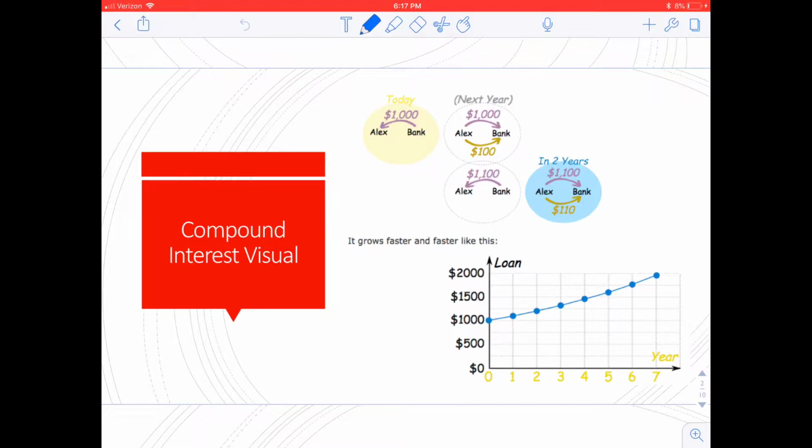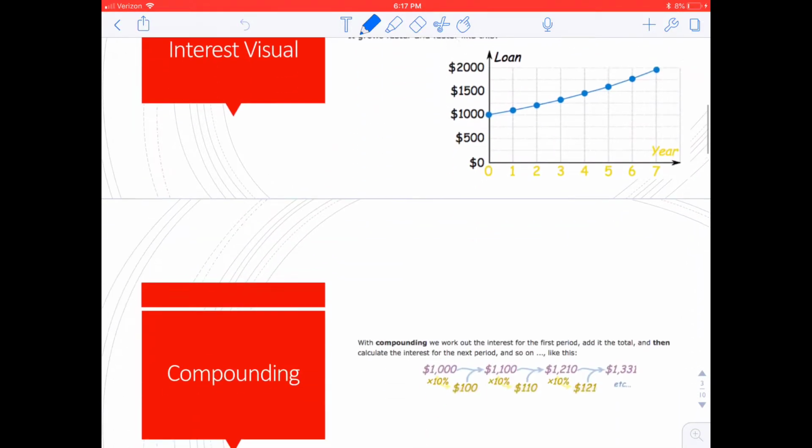This is the reason why a lot of times when you borrow money and pay it back to the lender, they're going to use compound interest and compound the amount of money that you have to pay back. Because over time, quickly, your money begins to grow, and so you're going to have to pay back a much larger amount.